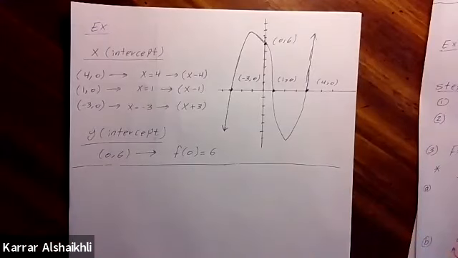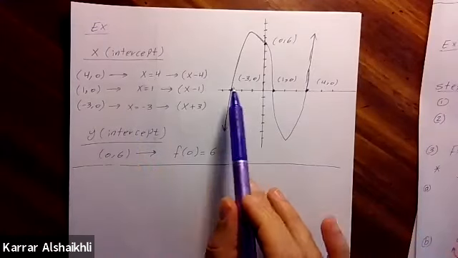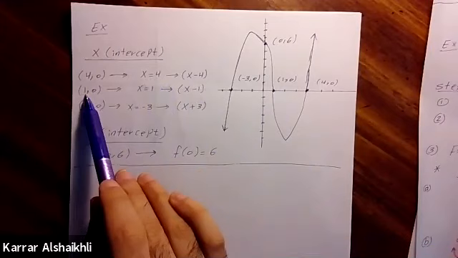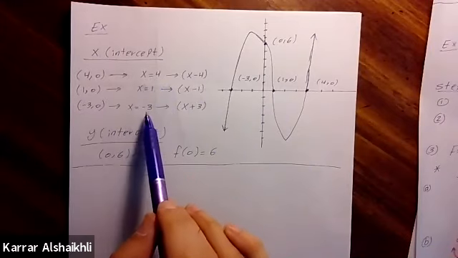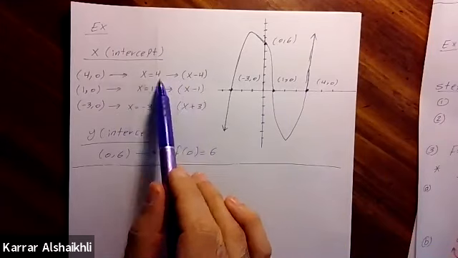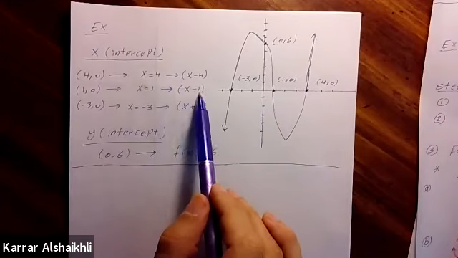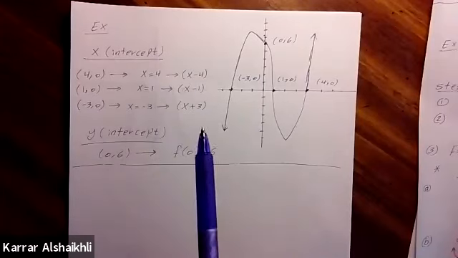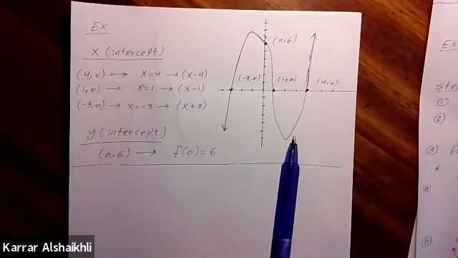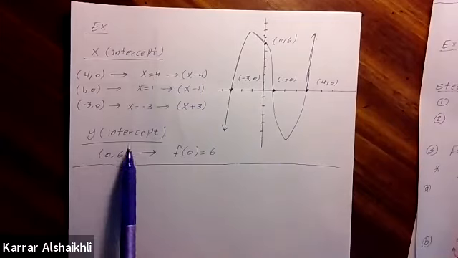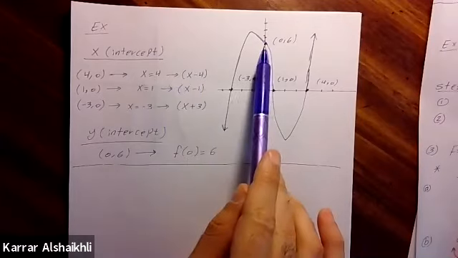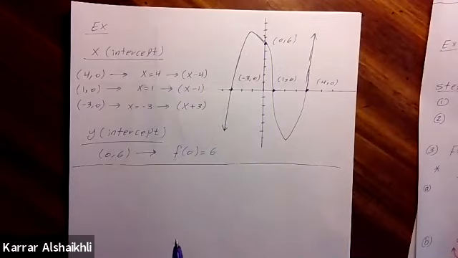So here are 2 steps. For the x-intercepts, put down these 3 points. On the first point, x equals 4. On the second point, x equals 1. On the third point, x equals -3. I'm going to bring the signs to the other side, so x minus 4, x minus 1, and x plus 3, just changing the sign and putting it in parentheses. We're done with the x-intercepts. The y-intercept (0, 6) is only 1 point, so it's going to be f(0) equals 6. We're done with the y-intercept.